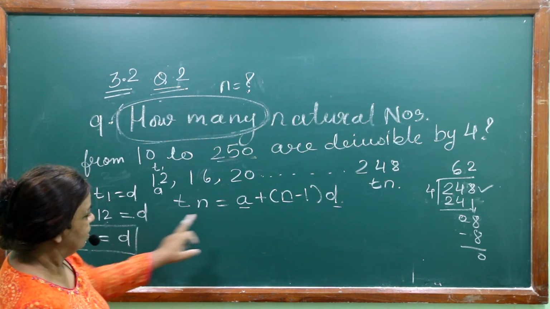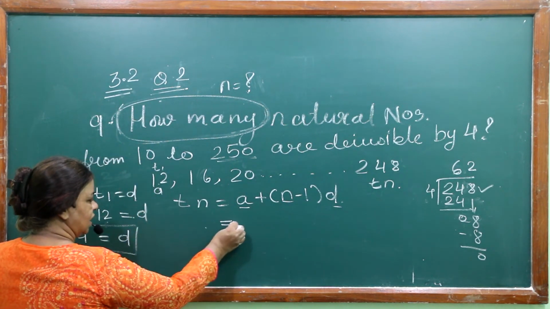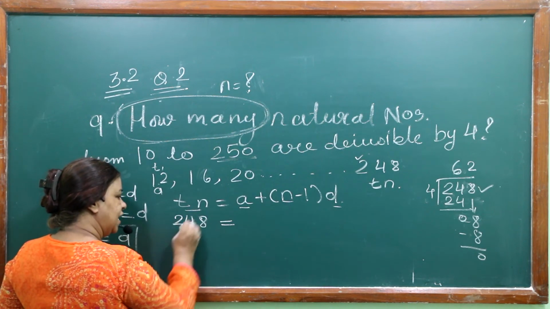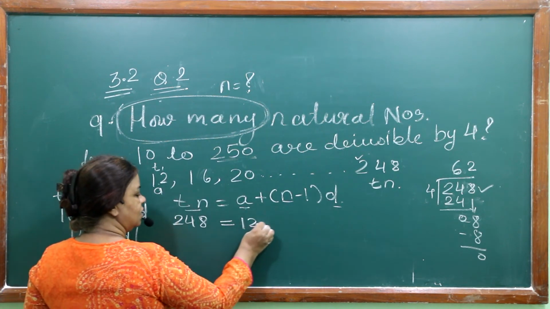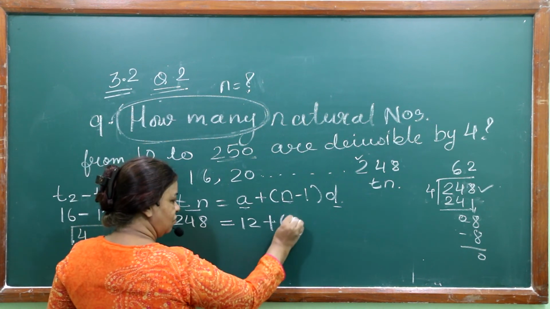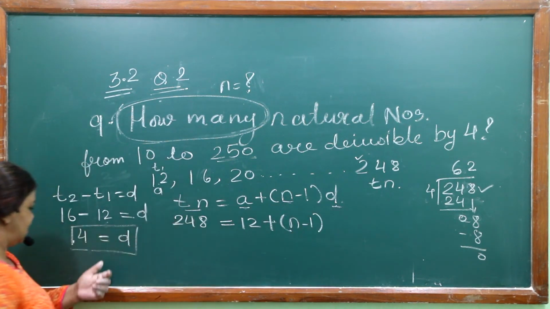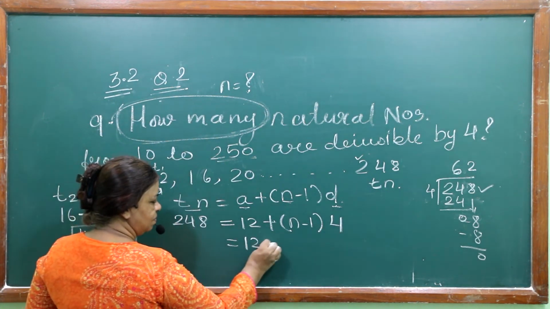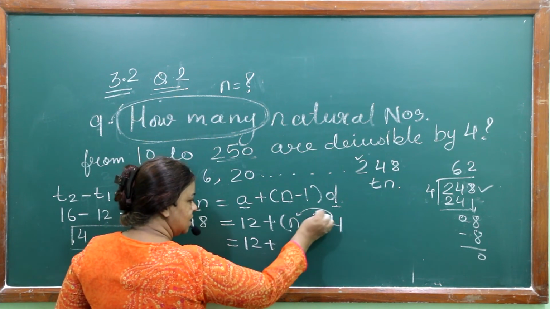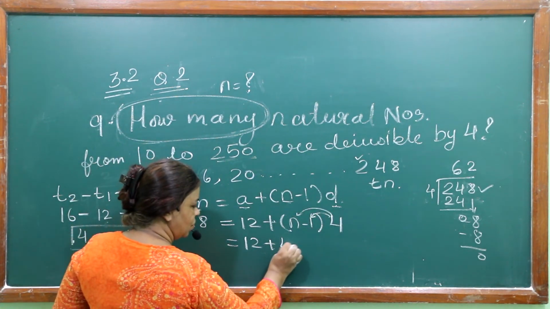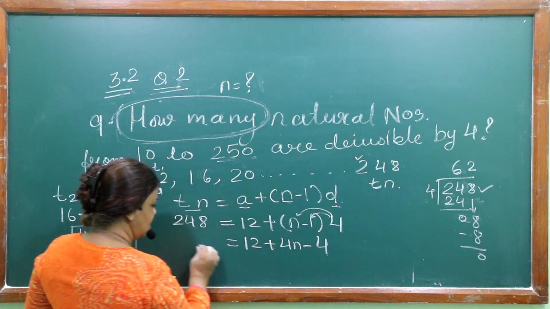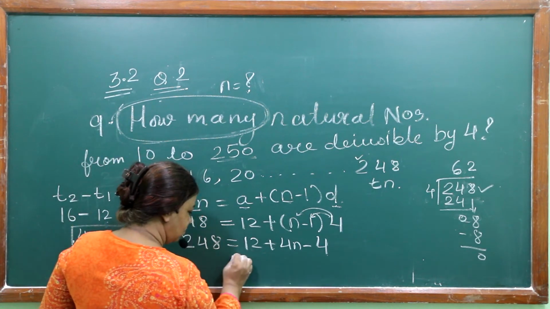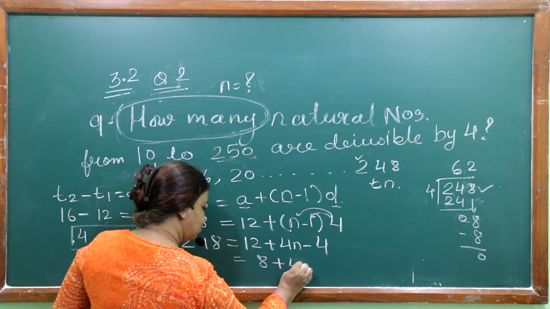I'll be using that D value here. And Tn we know, which is 248. 248. A is 12 plus n, n we want to find out, minus 1. D is 4, children. 4. Now 12 plus, multiply the number inside the bracket. 4n minus 4.